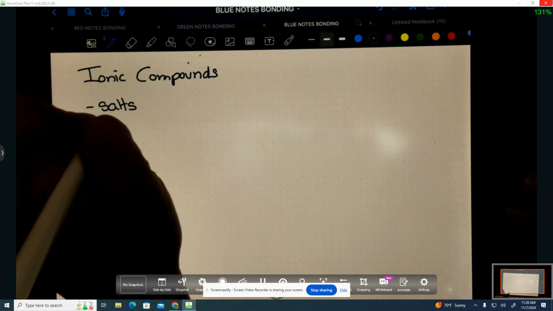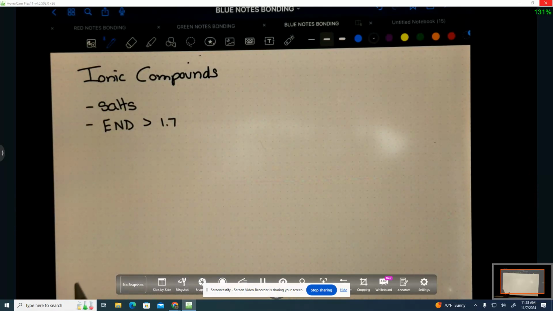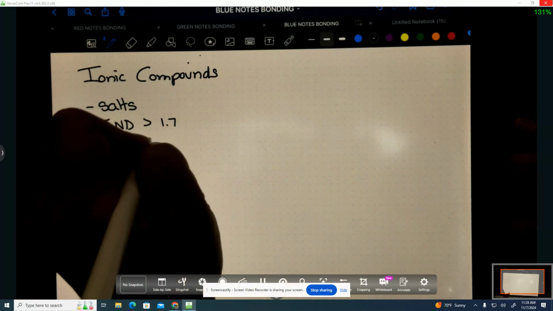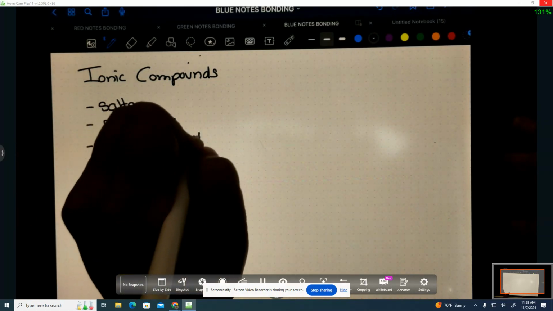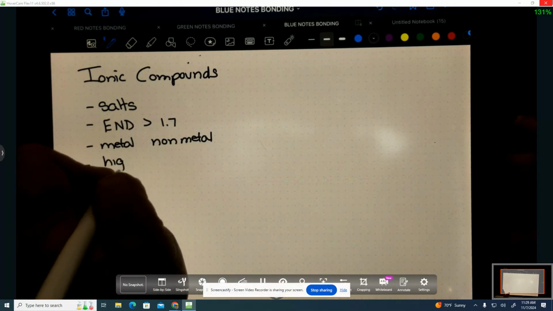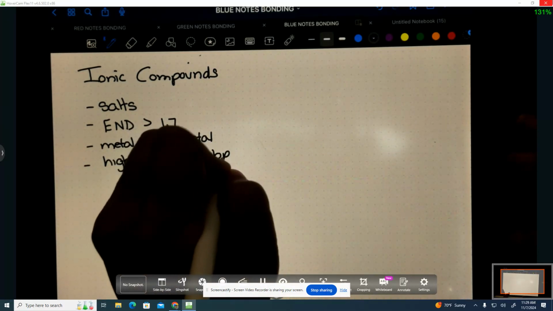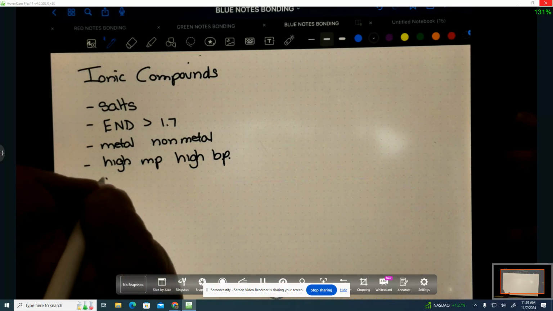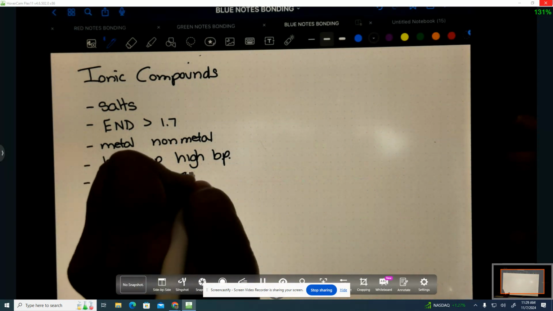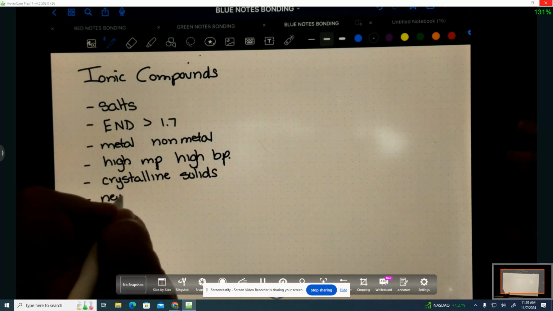Alright, so we know that they're called salts. We know that their electronegativity difference is greater than 1.7. Nothing new here. We know that they are made from a metal and a nonmetal. We know that they have high melting points and high boiling points. We know that they are usually crystalline solids. We know that they never conduct as a solid.